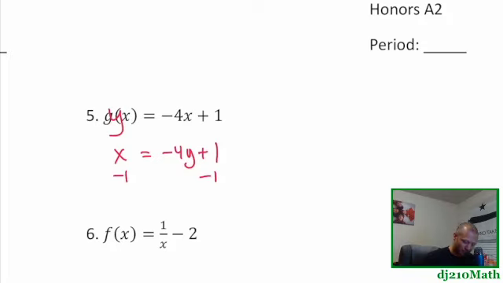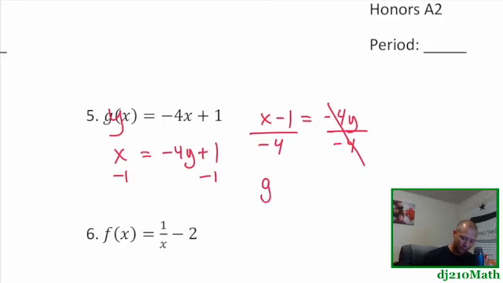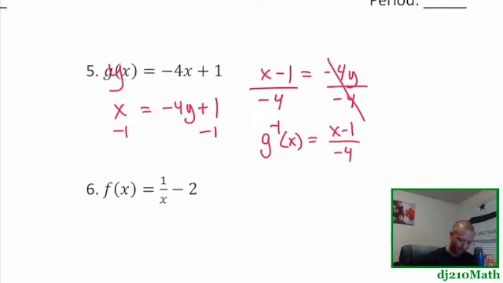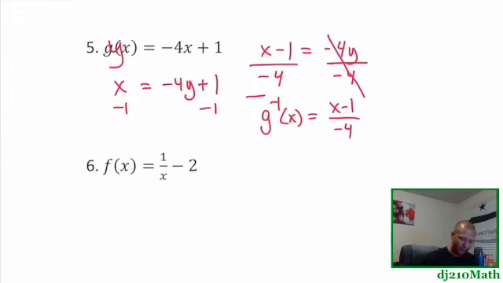Minus 1, minus 1. x minus 1 is equal to negative 4y. Isolating y by dividing by negative 4. Cancel, cancel. So y is isolated. Now we can convert to g inverse, which is (x minus 1) over negative 4. You can put a box around it.